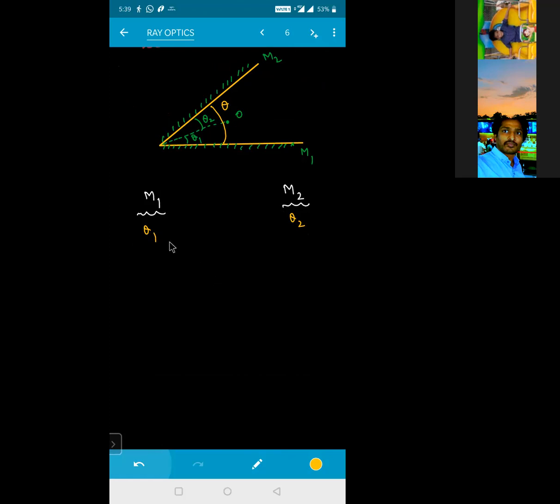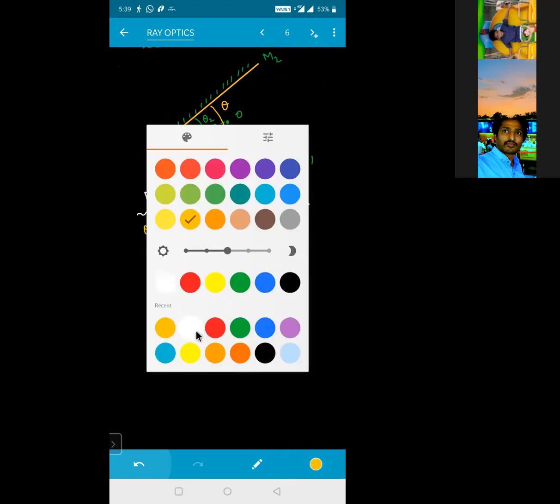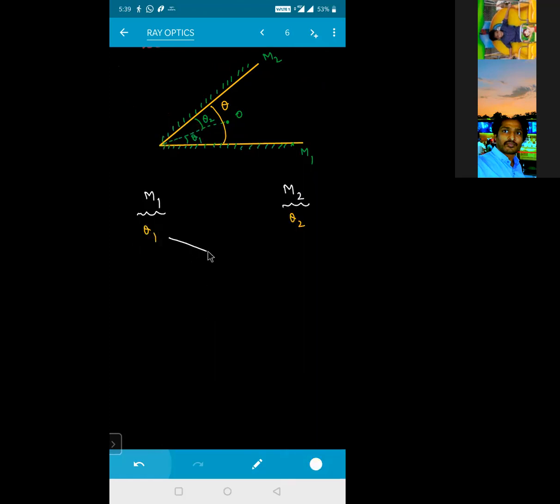Isn't it? Now in the crisscross method, you just make a cross like this, and you make a cross like this. Theta 1, and you take here the total angle between the two mirrors. Now here the first image will be formed at your theta 1 plus your theta.